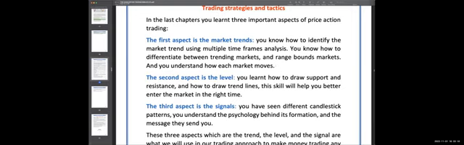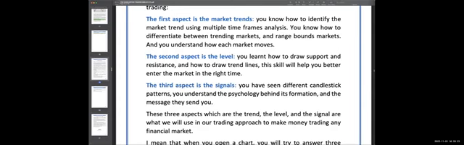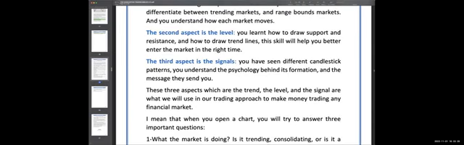The second aspect is the level. You learned how to draw support and resistance and how to draw trend lines. This skill will help you better enter the market at the right time. The third aspect is the signals. You have seen different candlestick patterns. You understand the psychology behind their formation and the message they send you. These three aspects, which are the trend, the level, and the signal, are what we use in our trading approach to make money trading any financial market.